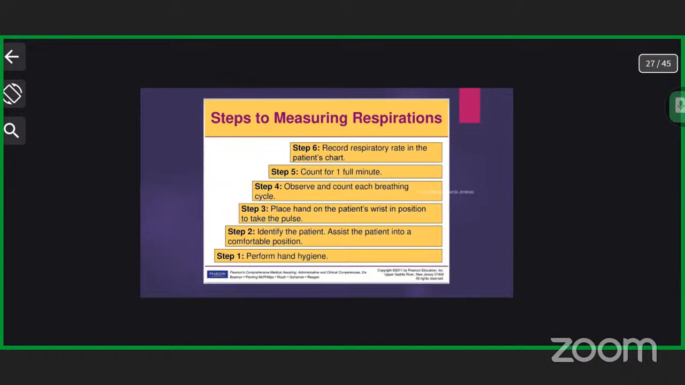Thank you so much. As you can see, we are treating the patient. While patients think we are taking the pulse, actually we are taking the respirations.